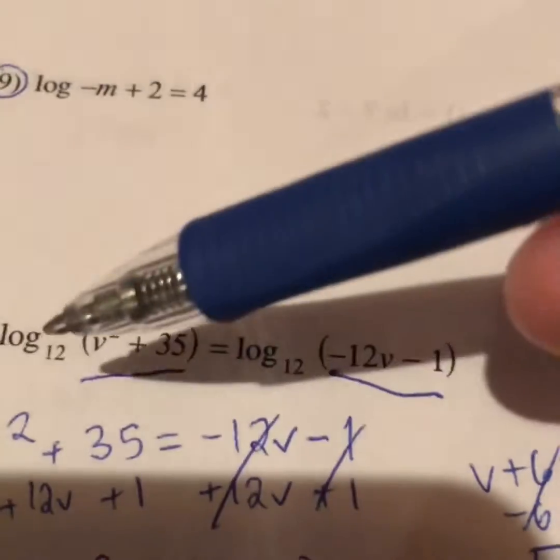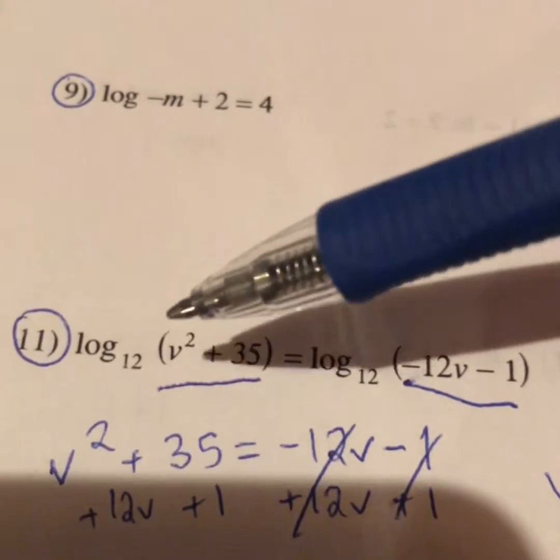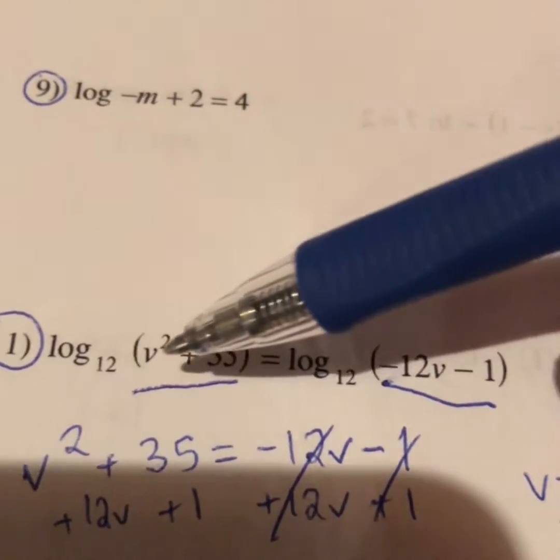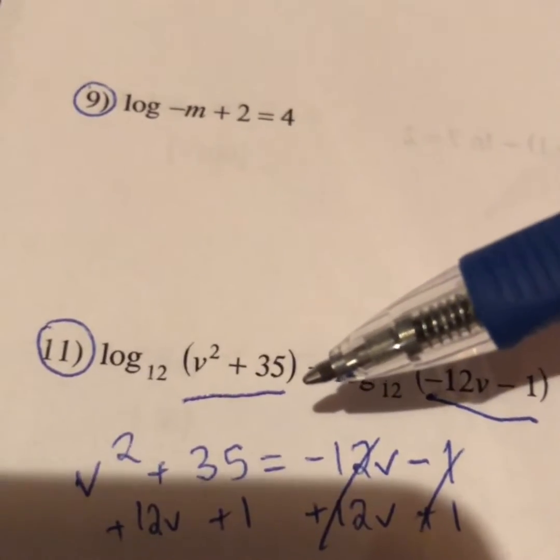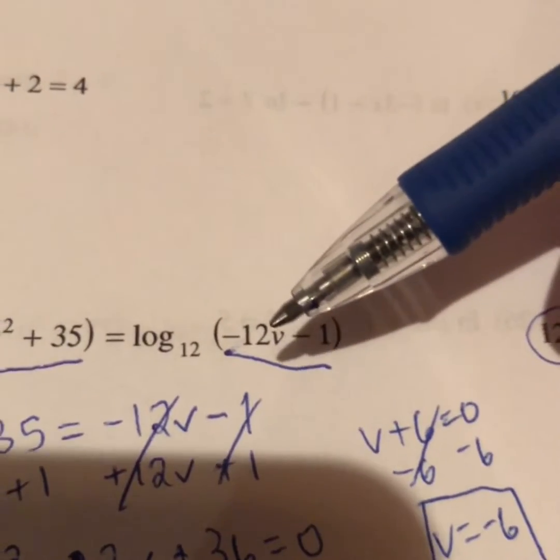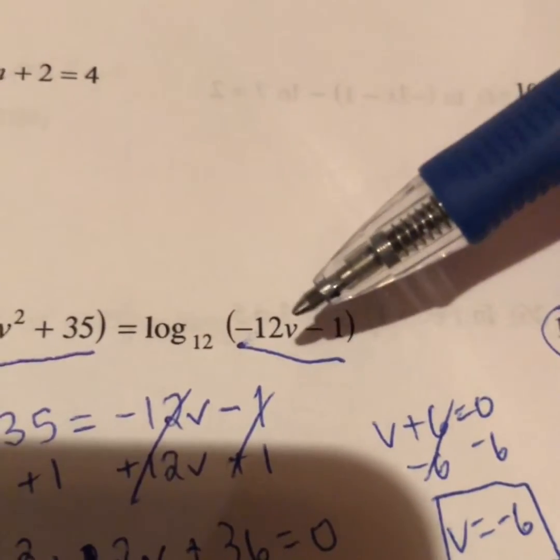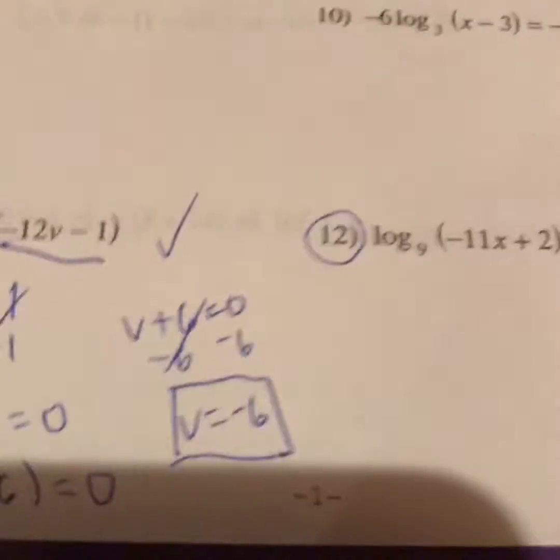You plug that back in and you should get log base 12 of 36 plus 35, which is going to give you 71. And then negative 12 times negative 6 is 72, minus 1 is 71. We're good. So always do that quick check.